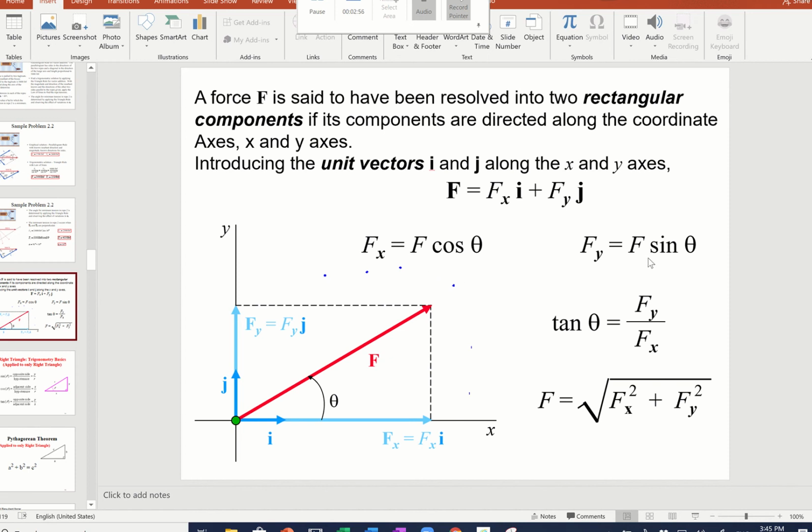Knowing that, if you were to solve for this angle, tangent theta is opposite over adjacent. Opposite is Fy, adjacent is Fx, so that's tangent theta. Again, using the Pythagorean theorem, you also know the hypotenuse F is the square root of Fx squared plus Fy squared, because you move this line to this one. Simple stuff, but that's a must-learn rule.